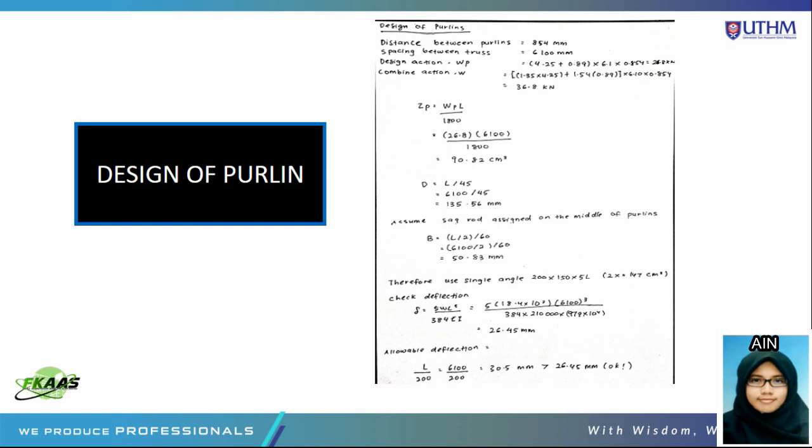Therefore, use single angle 200 multiplied by 150 multiplied by 5 L, 2 multiplied by 147 cm³. Check deflection. Deflection is equal to 26.45 mm. Allowable deflection is equal to 30.5 mm, which is more than 26.45 mm.